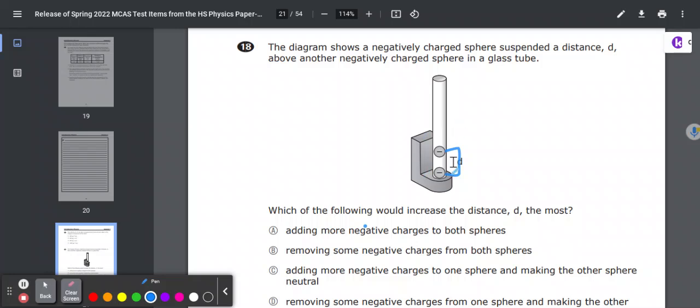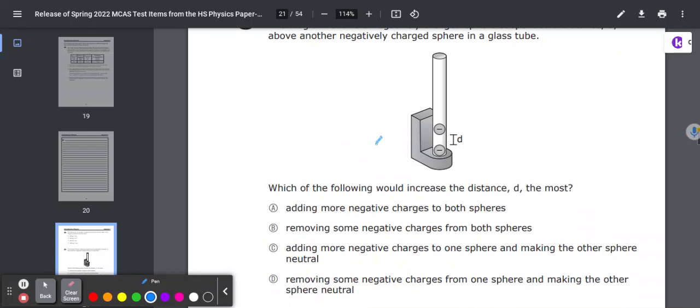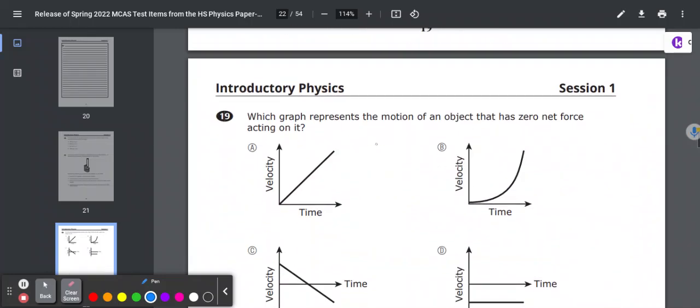So if you want to increase the distance between them or create a larger repulsive force between them, we have to add more negative charges. It's only one choice, add. So add more negative charges to make a greater force, and so they repel each other even further. And so, yeah, you have our answer. Let's move on.